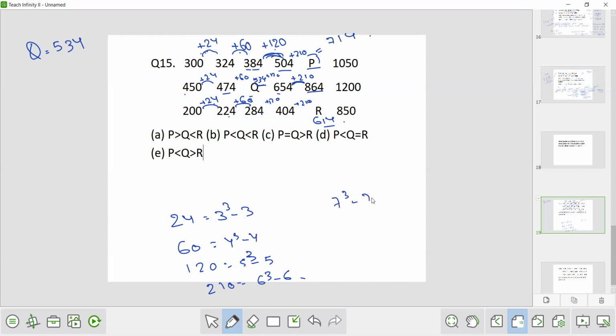7 cube minus 7. So 7 cube will be 343 minus 7, 336. Sorry, 7 cube. Yes. So this will go like this.